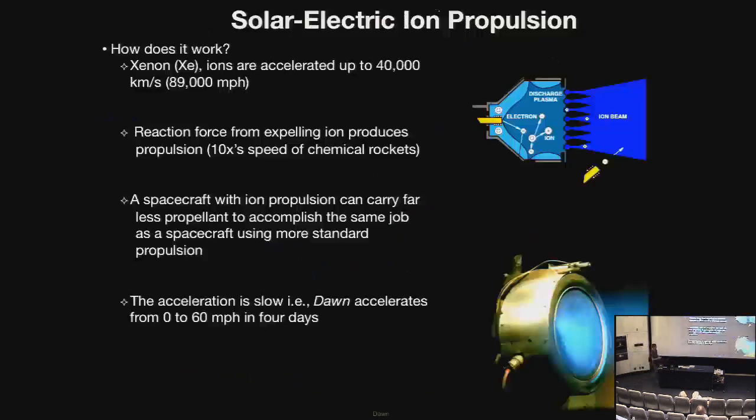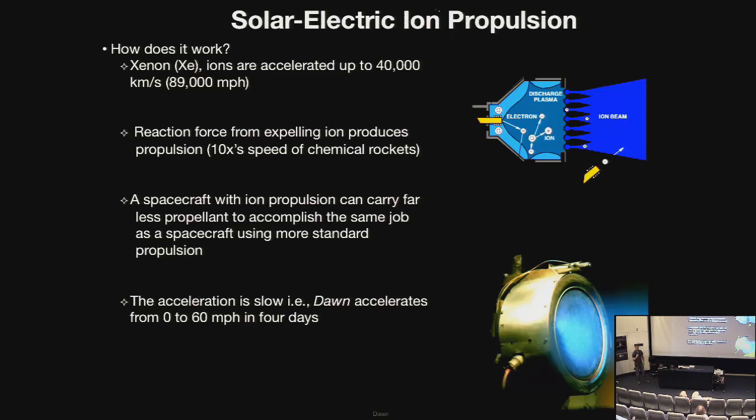It's not exactly a sports car here. Yeah, 0 to 60 in 4 days. So slow and steady wins the race, though. Just like the tortoise and the hare, the tortoise is still walking long after the hare has fallen asleep.